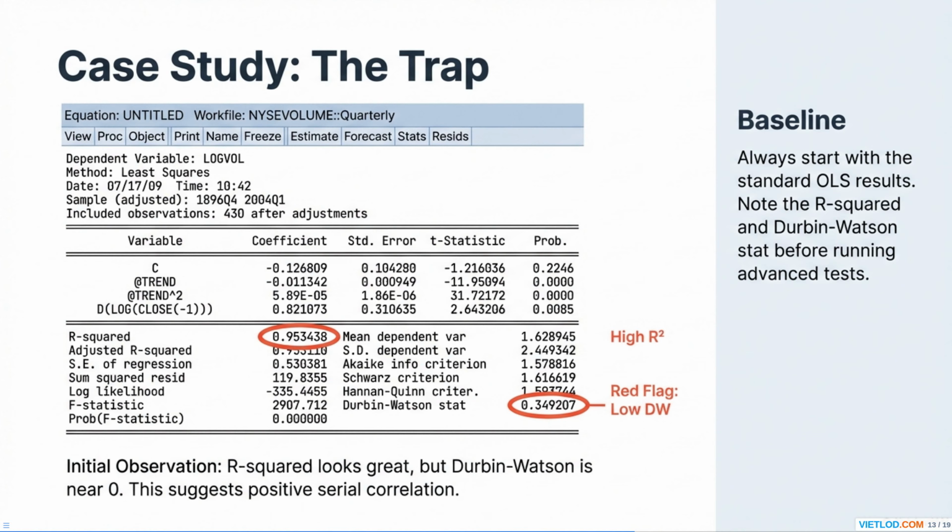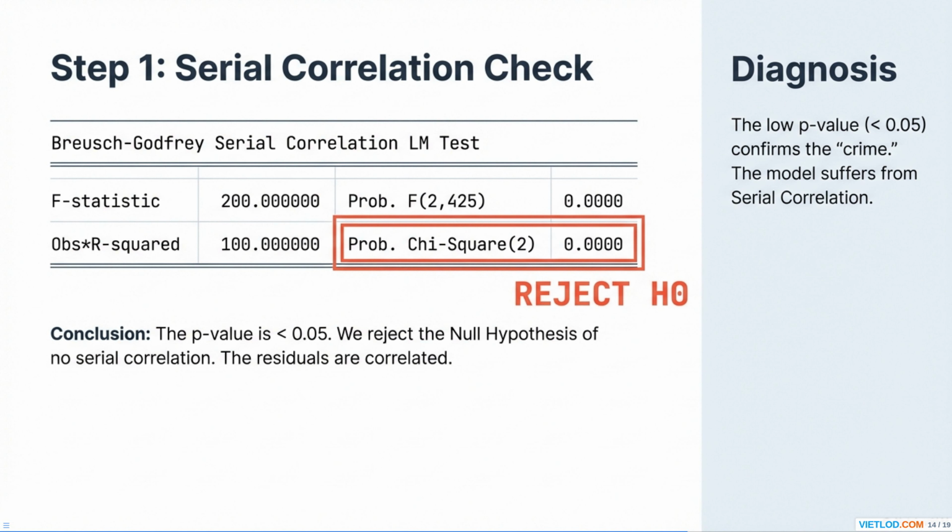This scenario perfectly illustrates what we call the high R-squared trap. A seemingly excellent R-squared can often mask serious underlying econometric problems. Just like a car with a beautiful paint job might still have a terrible rattling noise from the engine, we can't trust this model for reliable predictions without further investigation. The low Durbin-Watson statistic is our first major clue that we need to investigate further using our diagnostic tools.